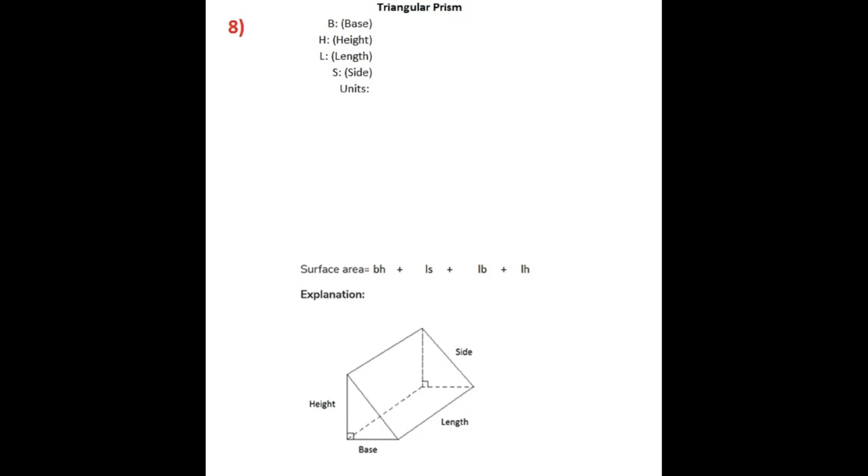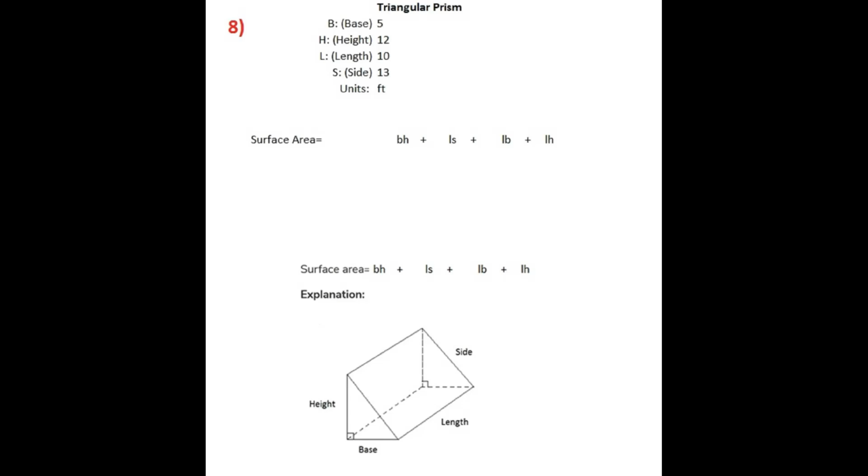So let's assign our parts. The base is 5 feet. Our height is 12, our length is 10 feet, our side is 13 feet, and of course, for our units, we're using feet. So surface area here is base times height plus length times side plus length times base plus length times height. So we have 2 triangles and 3 rectangles.